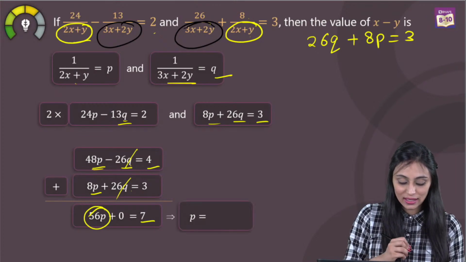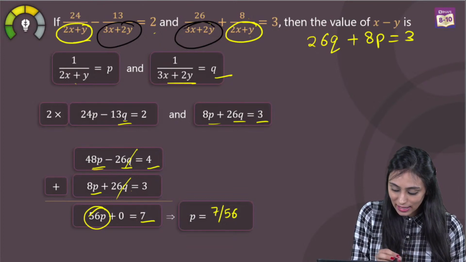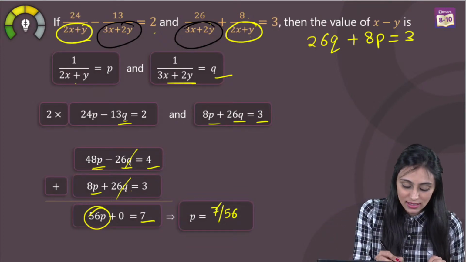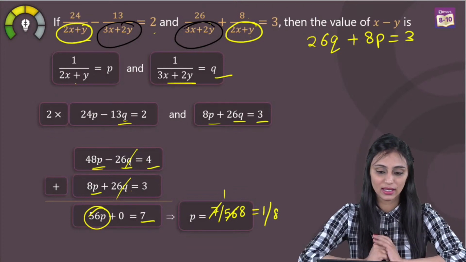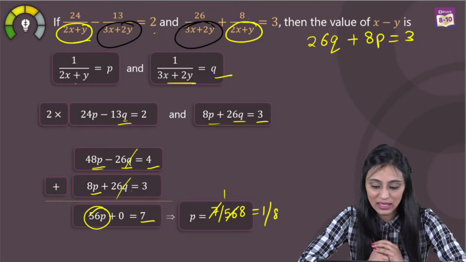So from here we can get the value of P. That's going to be 7 by 56, right? So this is the value of P over here. That's 7 by 56. That means it is basically 1 by 8. That's the value of P over here. Yes, Swaroop says P is 1 by 8. Ayush says P is 1 by 8. Achiever Note says, please repeat it.